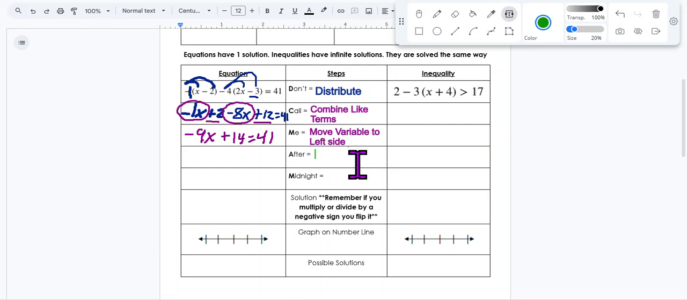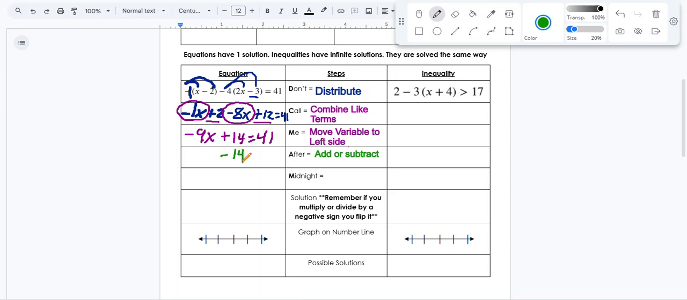My next step, it says "after." Don't call me after midnight. Starts with A. What starts with A in math? It's add. So we're going to add or subtract. And we're going to do the opposite of what's happening to the constant or the number that doesn't have the variable. So I see right here that it is a plus 14, right? So I'm going to do a minus 14.